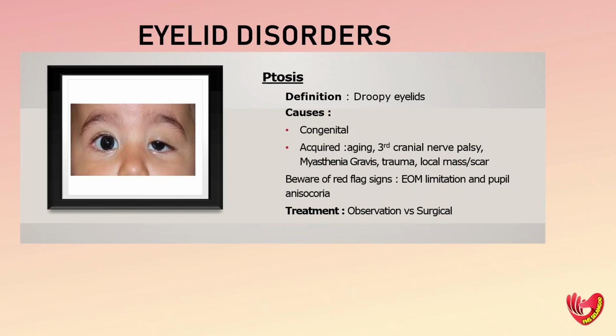ptosis. However, any ptosis that develops over a period of days or weeks can signal a serious medical problem such as third cranial nerve palsy, Horner syndrome, myasthenia gravis, tumor infiltration, or other neurological conditions. Pupil anisocoria and reduced extraocular movements are red flags that point towards serious pathology.